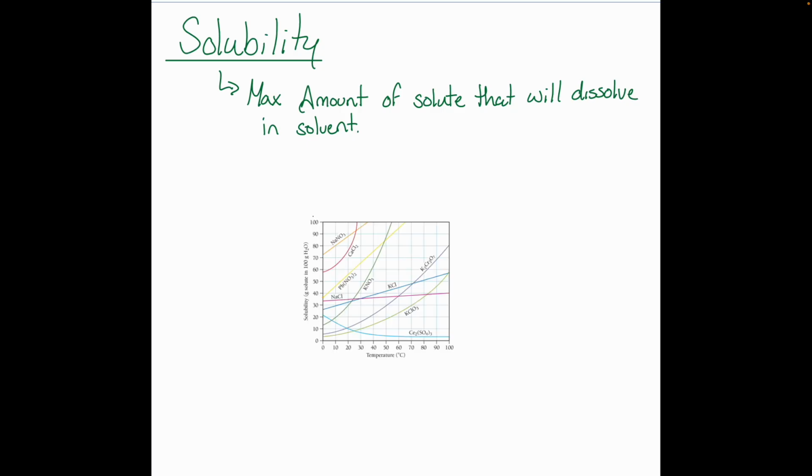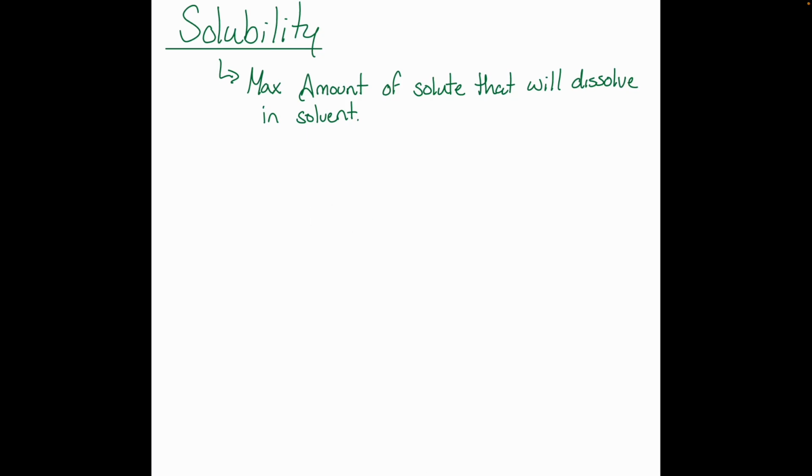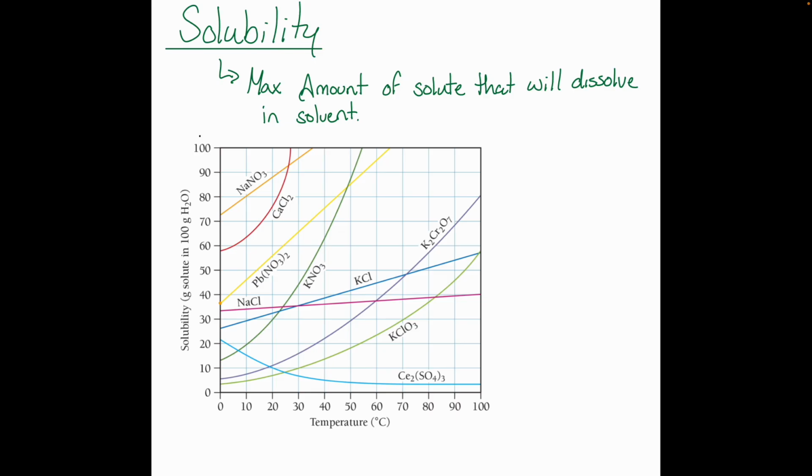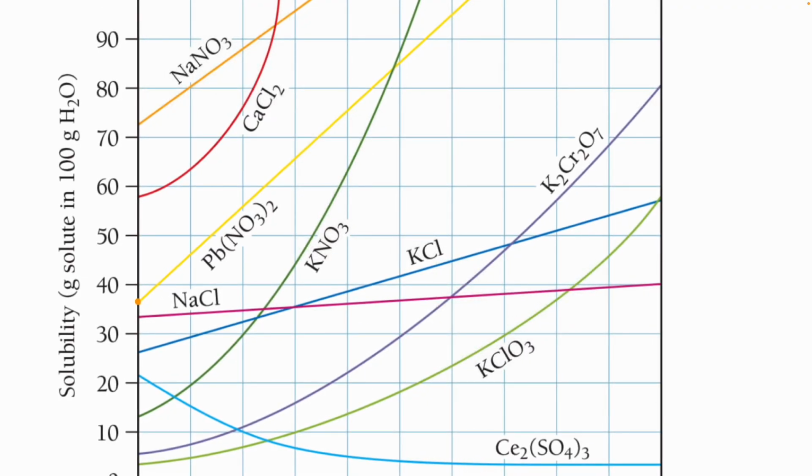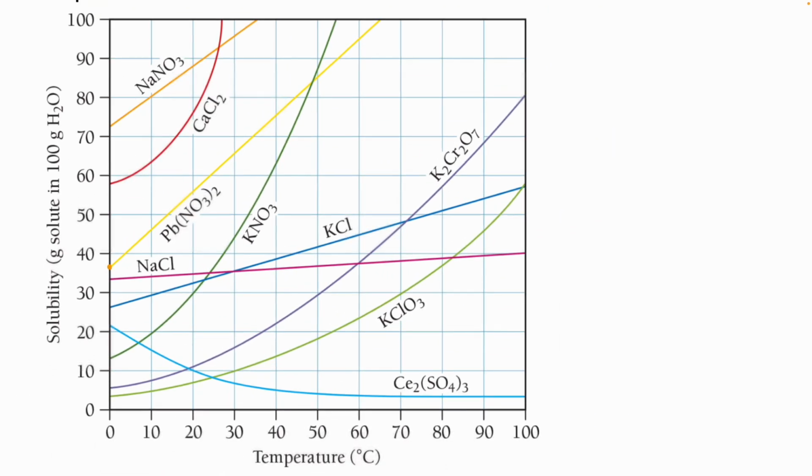As we said in our definition, this chart is telling us the maximum amount of a particular solute, in this case a particular salt, that will dissolve in a particular solvent, which in this case is water. What we want to do is look very closely at this y-axis. This is telling us our solubility in grams of solute per 100 grams of water. And on the x-axis, it's as a function of temperature.